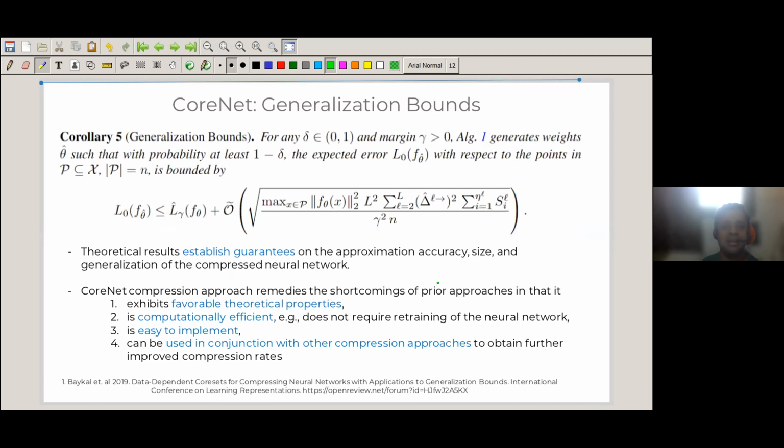However, the simple idea leads to some very interesting generalization bounds. Basically, you get a guarantee on the approximation accuracy, the size, and the generalization of the compressed neural network, how well you can do when you compress. So there are some interesting theoretical properties. It's also very computationally efficient, does not require retraining of the neural network, as you saw, just based on this weighted sampling, and easy to implement.